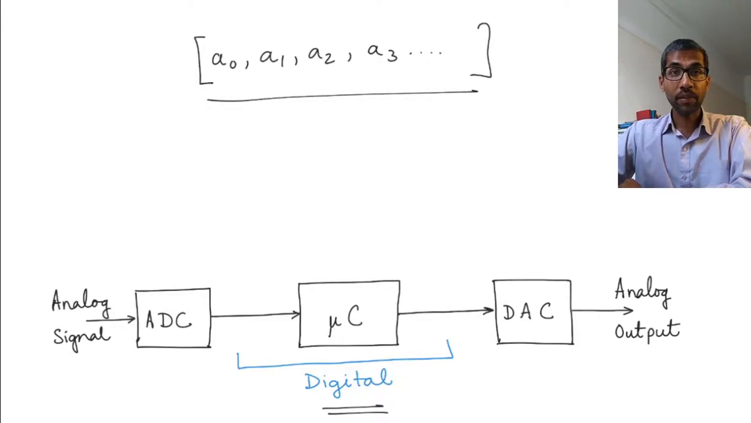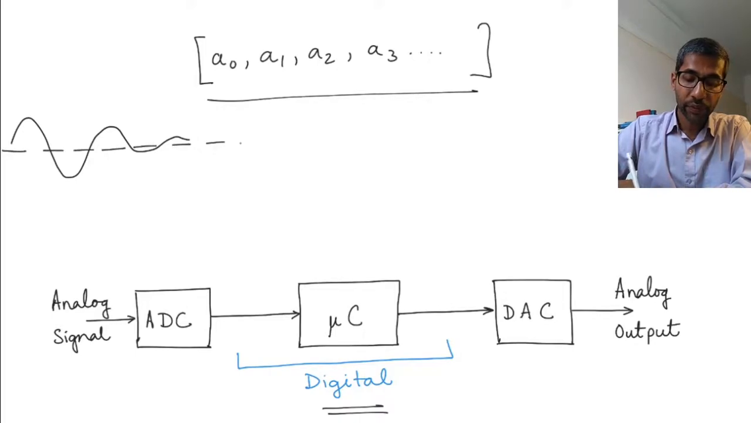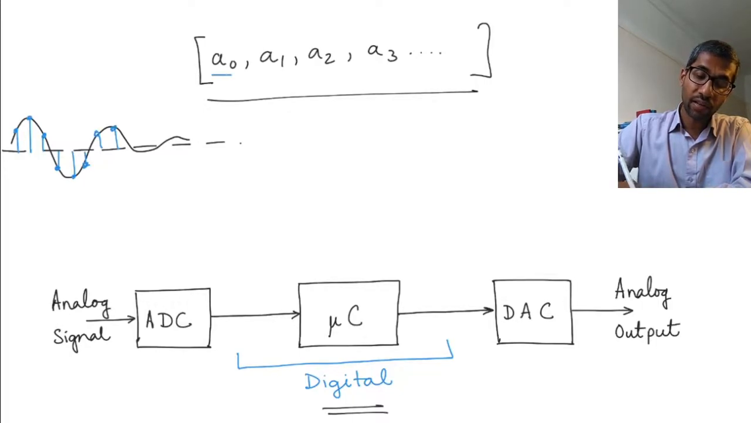Another way to think about this array of numbers is that they are samples at different time instants of the analog signal. So if we had an analog signal here, let's just say the signal looks like this, we take samples of this signal at different time instants, and these points, these values that we have become the digital signal.